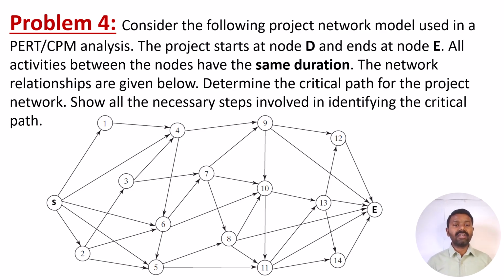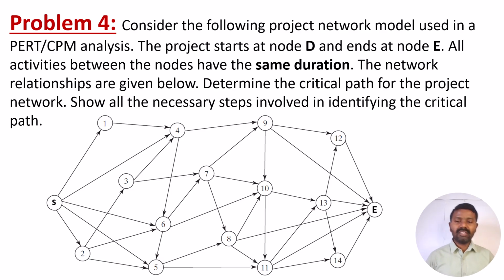All activities between the nodes have the same duration. The network relationships are given below. Determine the critical path for the project network. Show all the necessary steps involved in identifying the critical path.